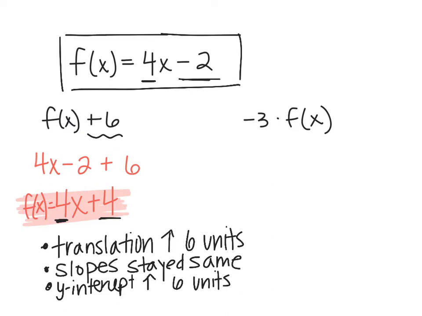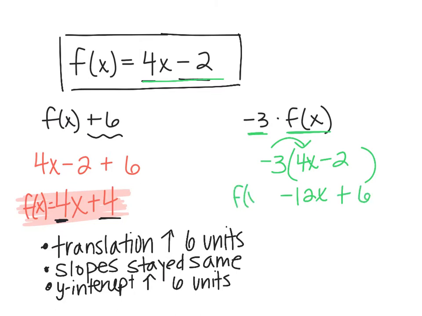Okay, let's try the second one. I'm just going to use a different color. On this one, it says take negative 3 times your function. So I'm going to take negative 3 times my entire function, which was 4x minus 2. Now I'm going to rewrite that. I'm going to multiply it out. So I end up with negative 12x, and then a negative times a negative is a positive. So here is my new function. f of x equals negative 12x plus 6.